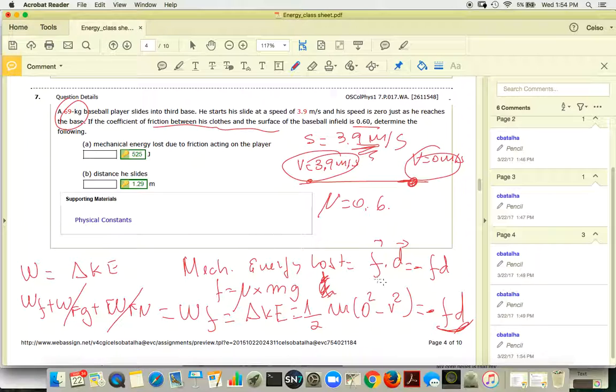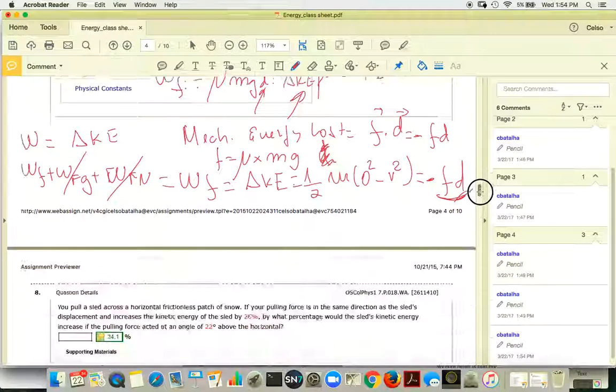Distance he slides: now you can use the fact that you know the work and calculate it. The work done by friction is μ m g d, and this is equal to the change in kinetic energy. And then, since you know this, you can get your distance.